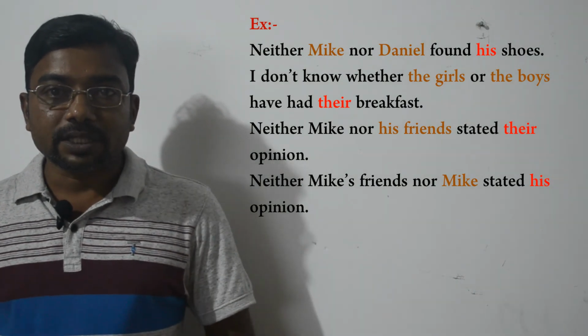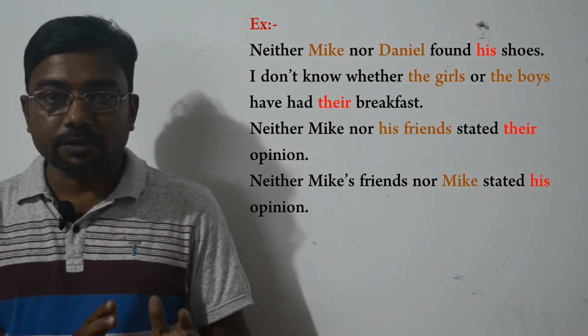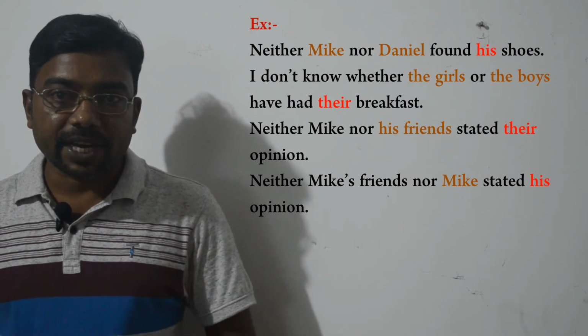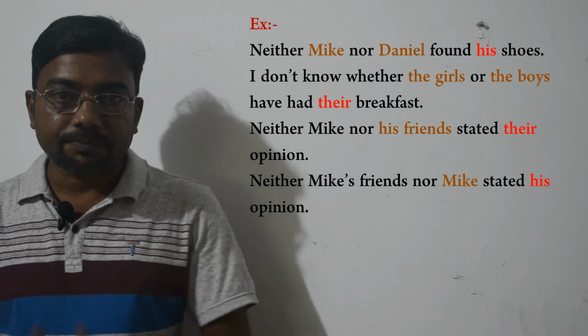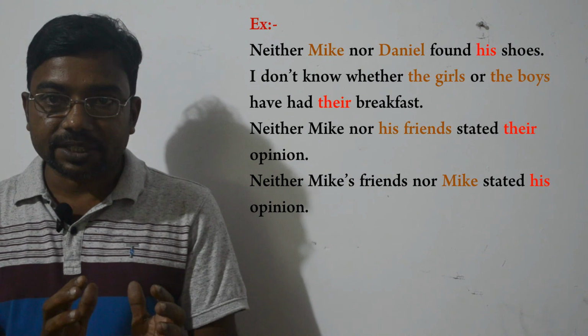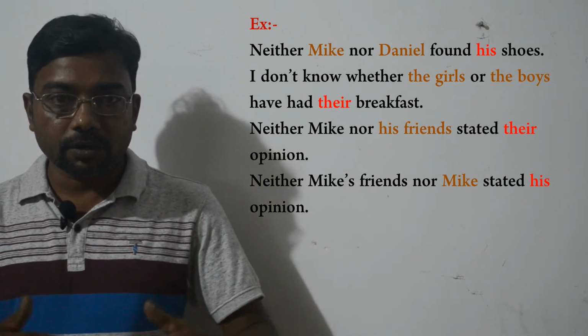Neither Mike nor his friends started their opinion. Okay, here we can see one is singular, Mike, and the next subject is plural, his friends. So we use the pronoun in plural form because here the closest noun is his friends. So therefore the pronoun stands in plural form there. Look at the last one.